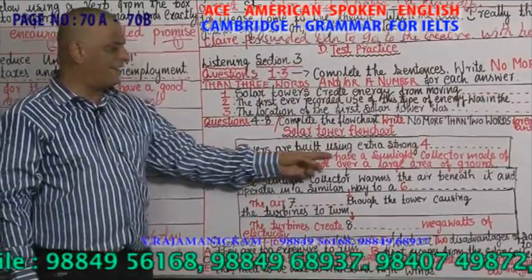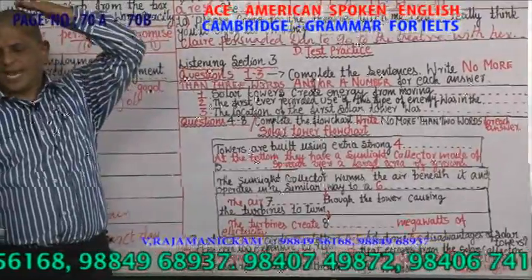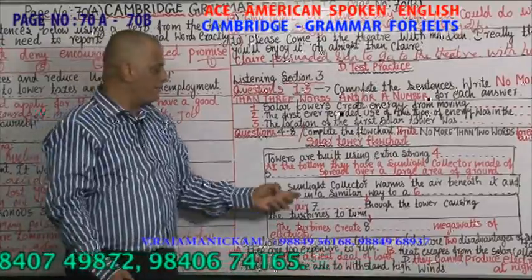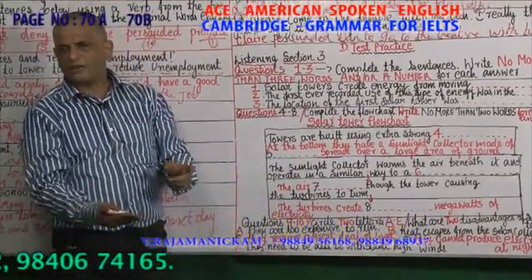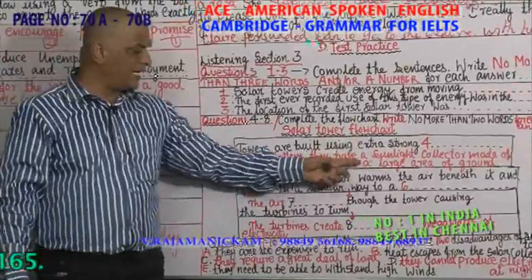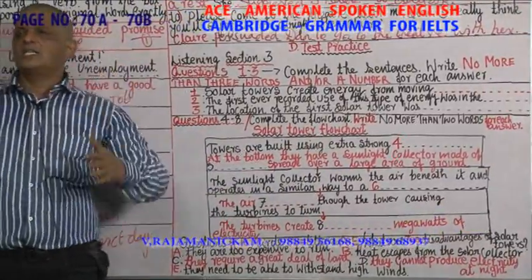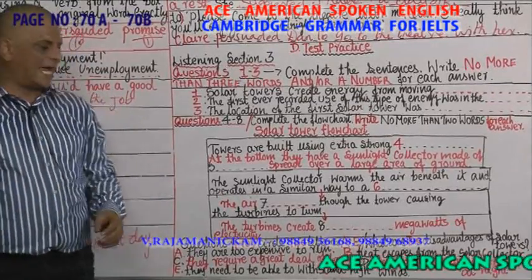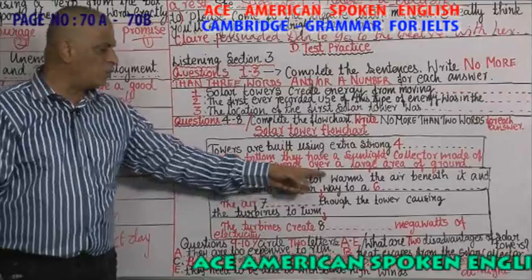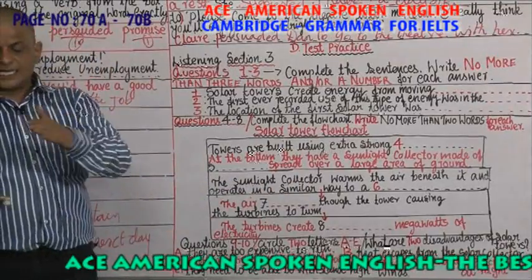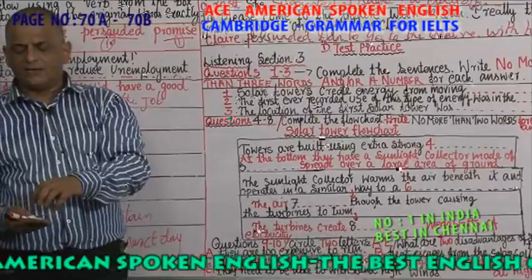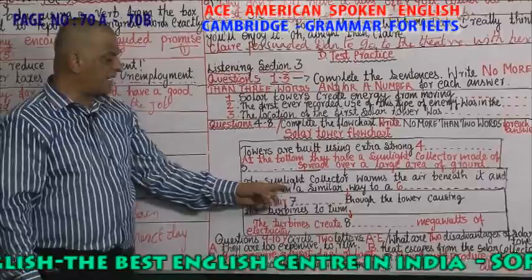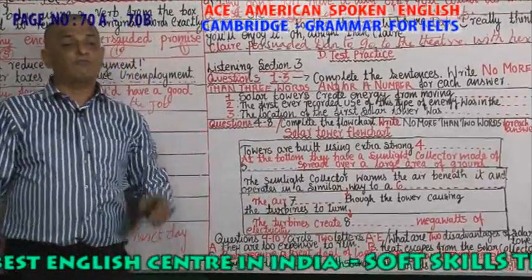At the bottom they have a sunlight collector. So tower at the bottom, sunlight collector. So it collects all the sunlight, made of dash. So what is it made of? The basement is made of, spread over a large area of the ground. So tower, sunlight is absorbed and it is absorbed in something. So what is that? The bottom. The sunlight collector warms the air beneath it. So the sunlight collector warms the air beneath whatever the sheet is, and it operates in a similar way to a dash. So you have to write down the answer.